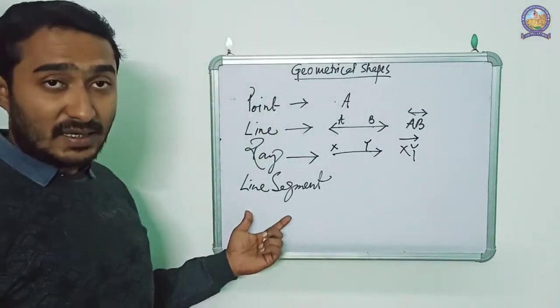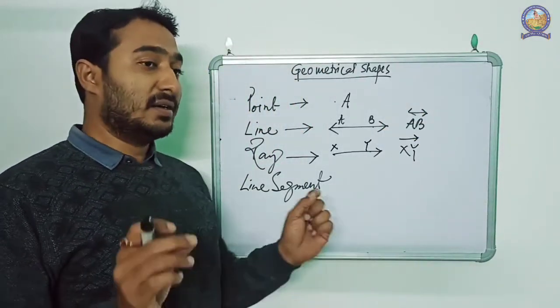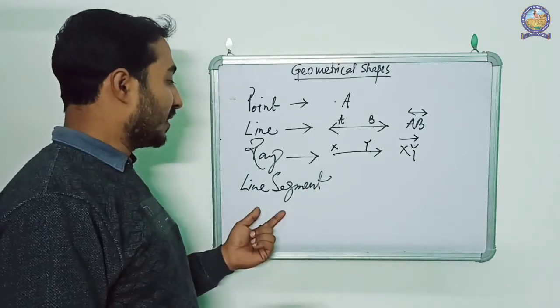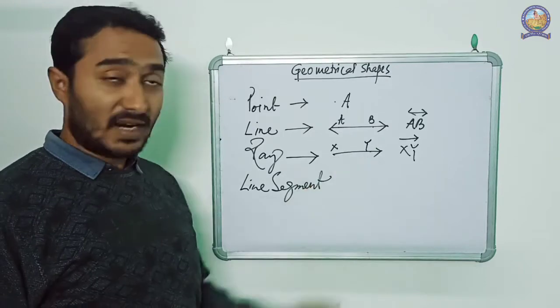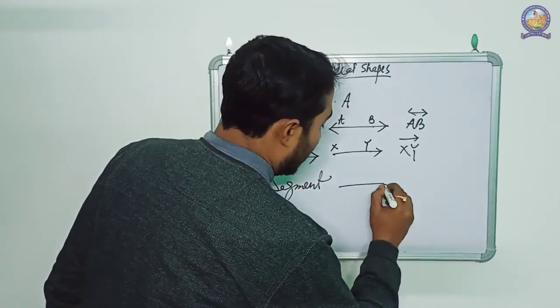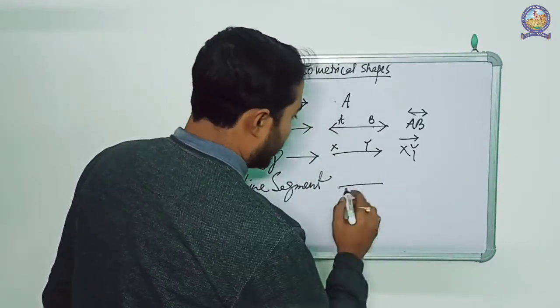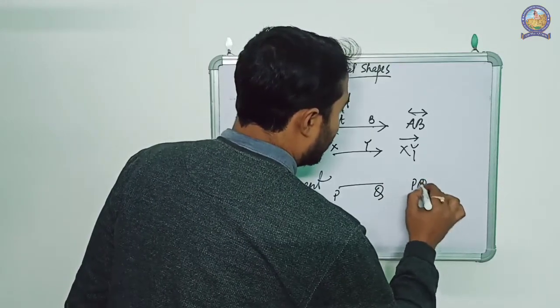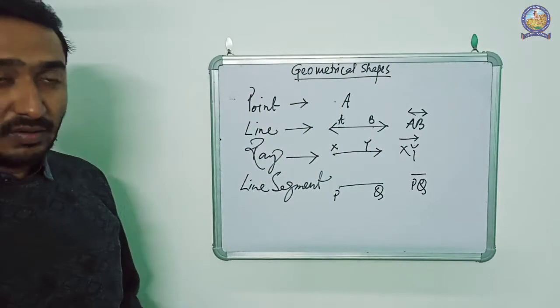And a line segment is the distance between 2 points on a plane or in space. Or we can say a line segment is a part of a line, like this, and it has 2 endpoints. So I am giving the name PQ and we write like this. So we know about this.